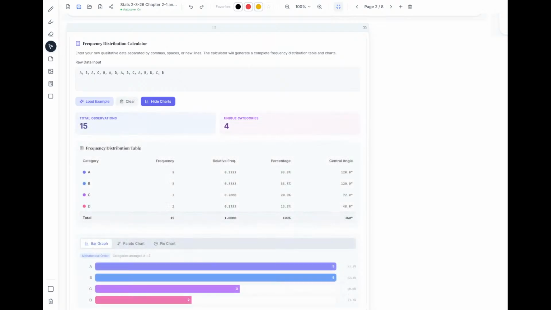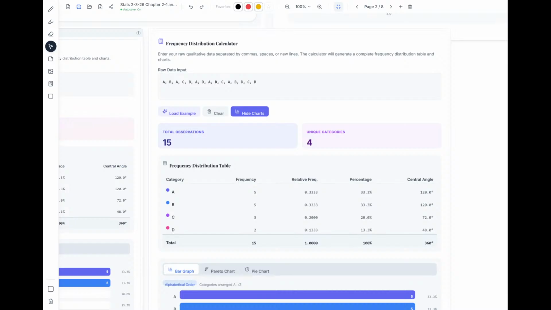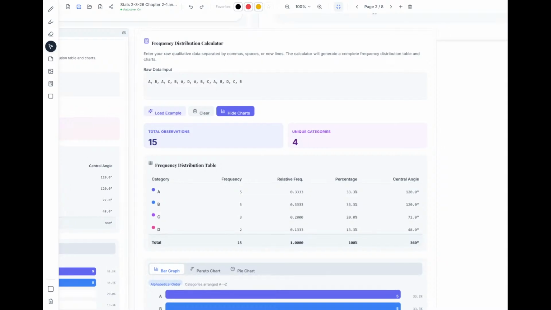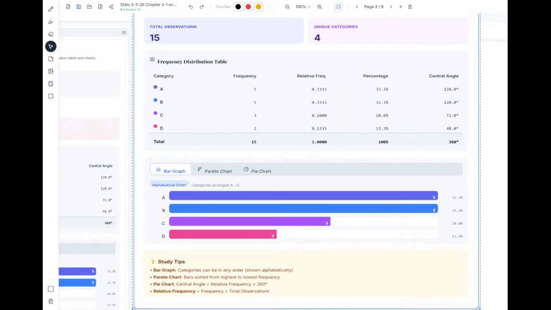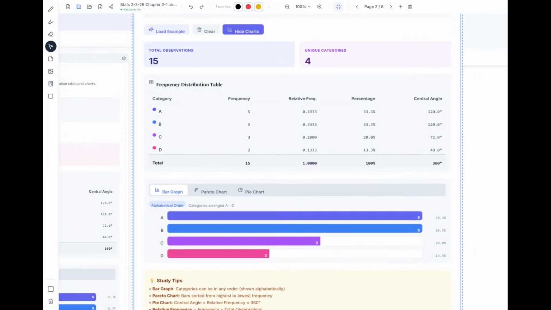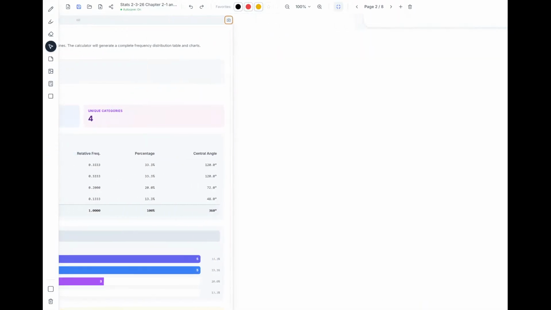Now, once we have a frequency table, so we can see here, those are really small numbers. Let's see if I can make them bigger. Maybe. Not easily. All right, it's fine. We'll use the graph. It's not a big deal.